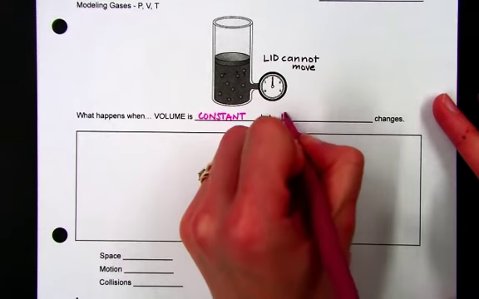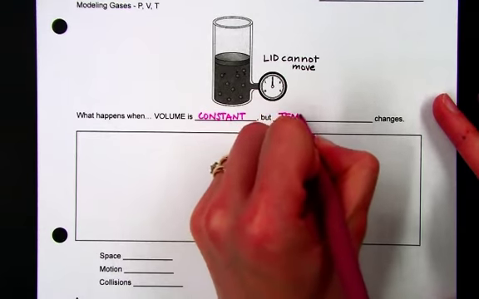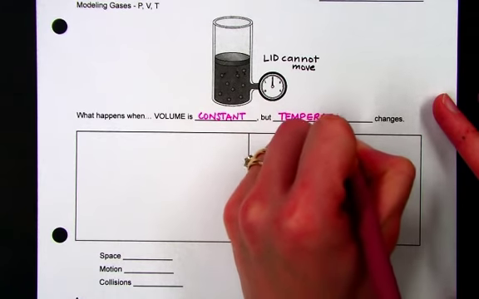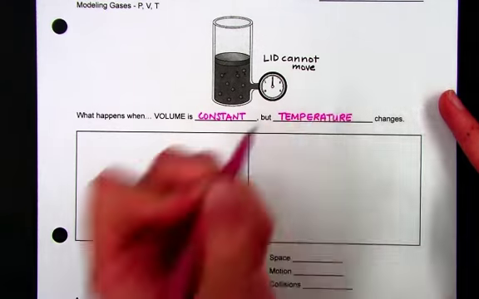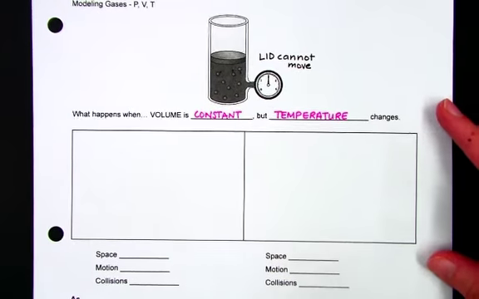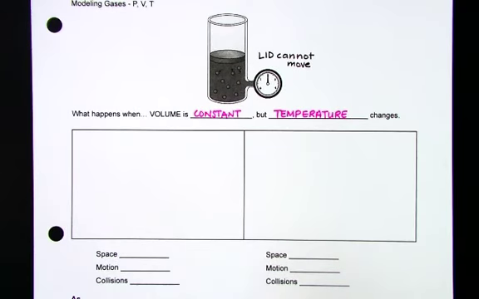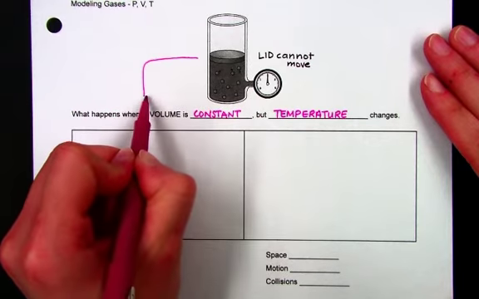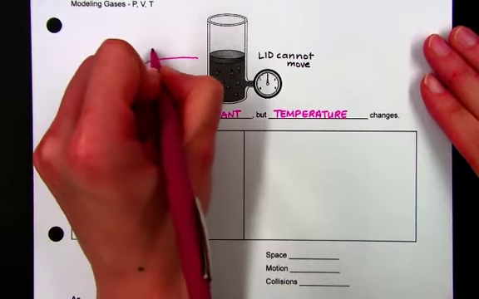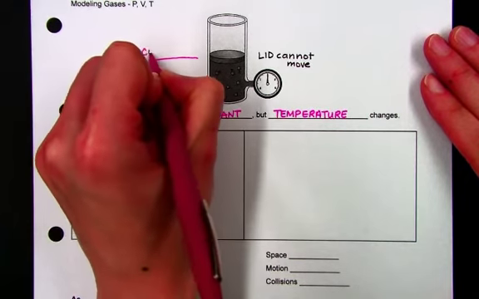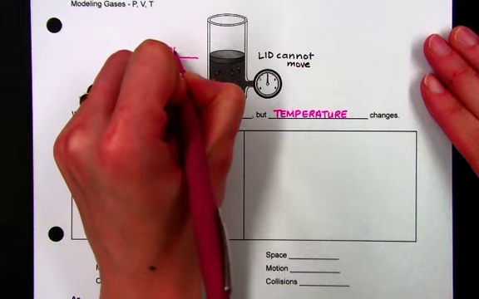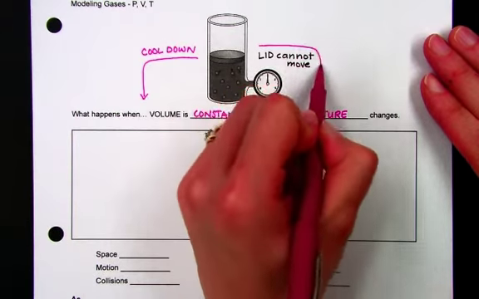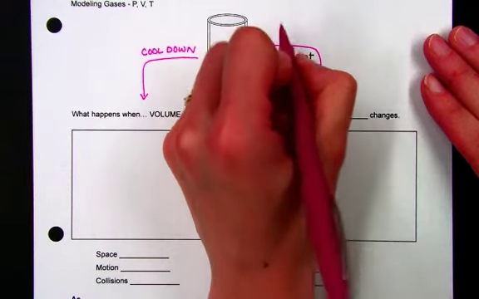But we're going to change the temperature. And we're going to model what happens when we change the temperature. There's going to be two scenarios. The first scenario is when we cool it down. The second scenario will be when we heat it up.